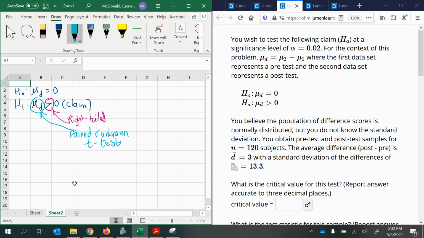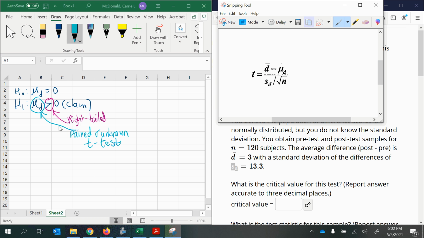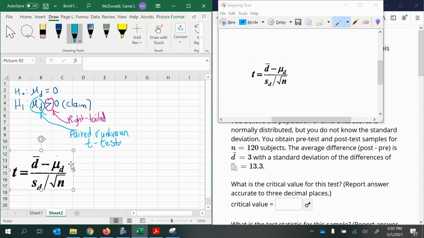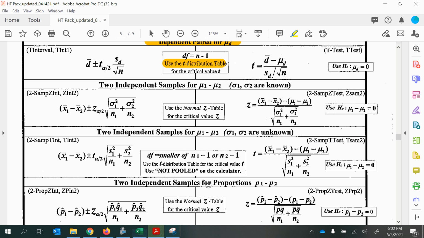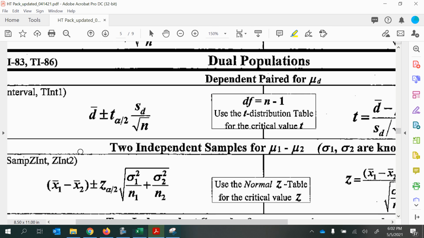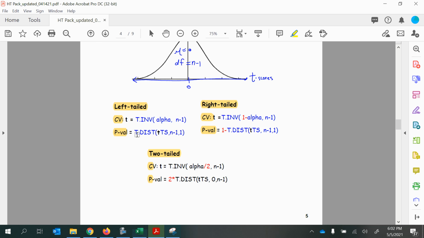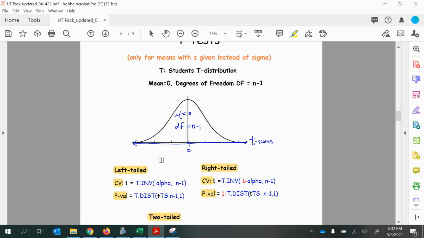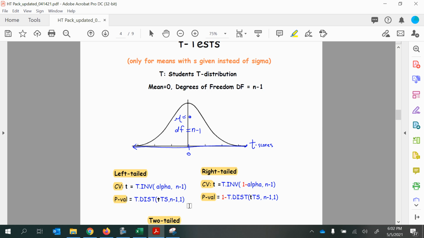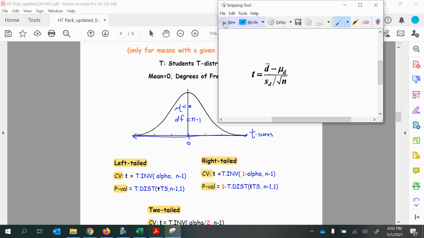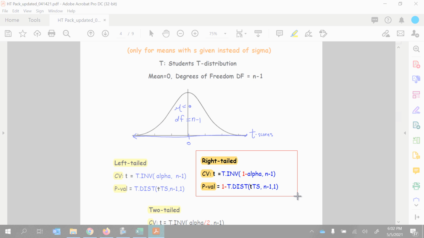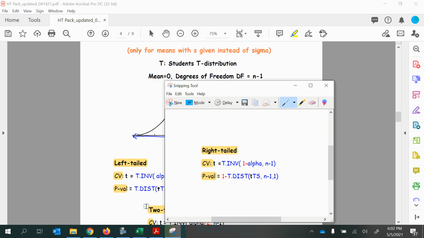Now we are once again going to use this formula because it's a t-test for paired data. And then we're going to look at our t-test page. Here's our t-test page again. And this one's a right-tailed test. So we need to make sure we're careful when we're calculating our critical value and our p-value.